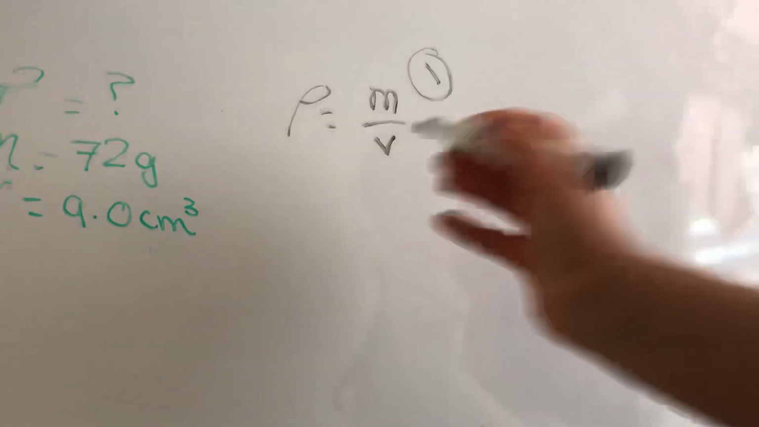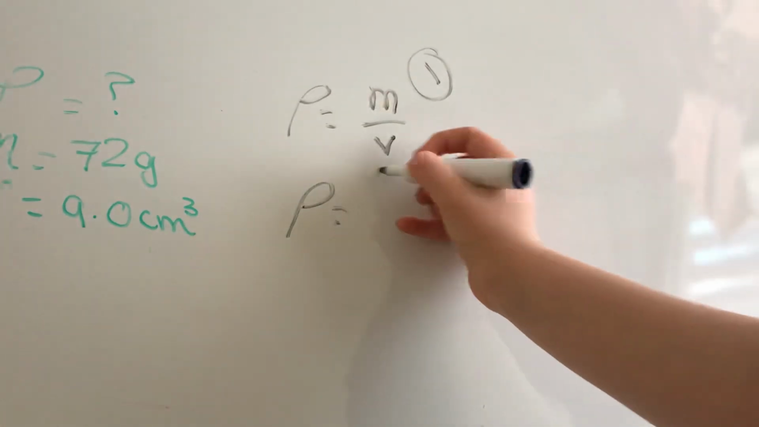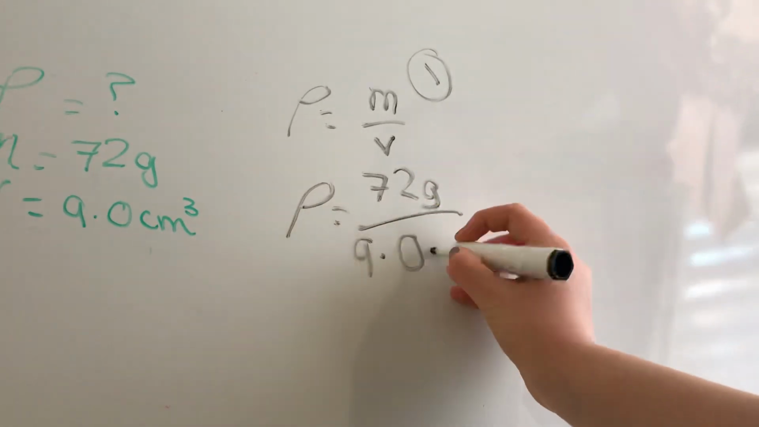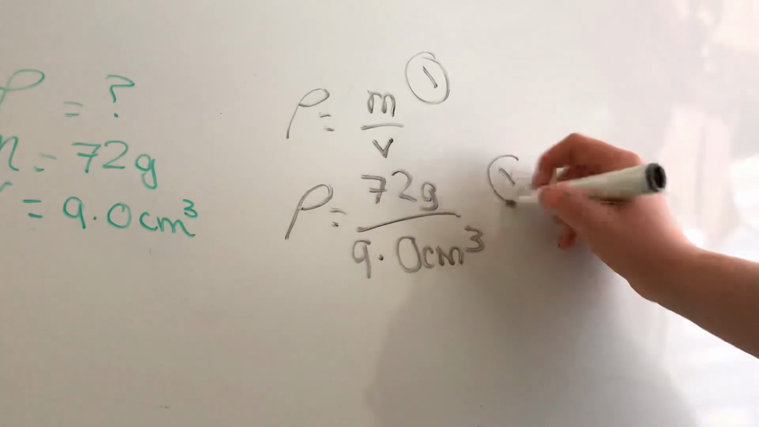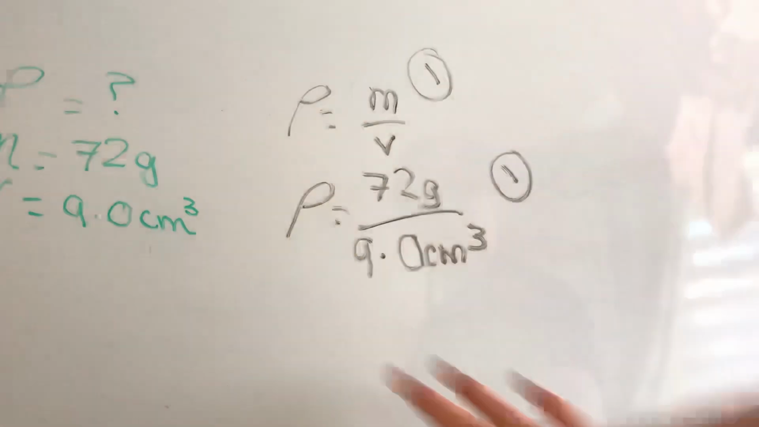Then you can substitute in the information. So the density is equal to 72 grams, which is the mass, over 9.0 centimetres cubed, which is the volume. We get another mark for just doing that. So we've already got 2 marks out of this 3 marks question. We've got 2/3 of the marks available in this question just for copying the formula correctly from the front of the test booklet, and we've also got another mark from substituting the information from the question into the correct place within the equation.